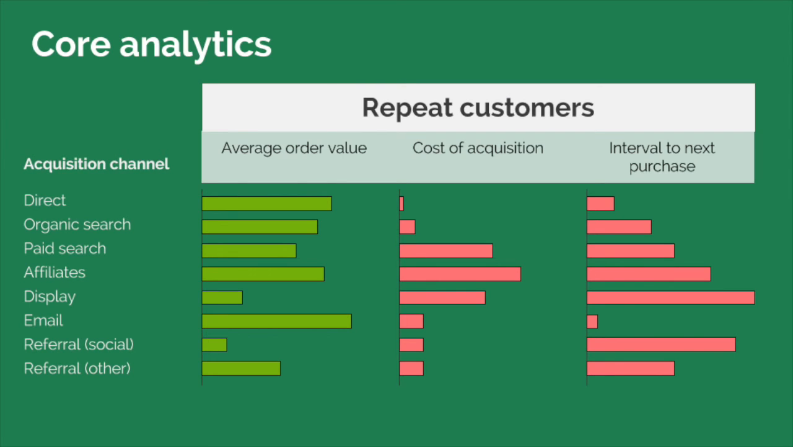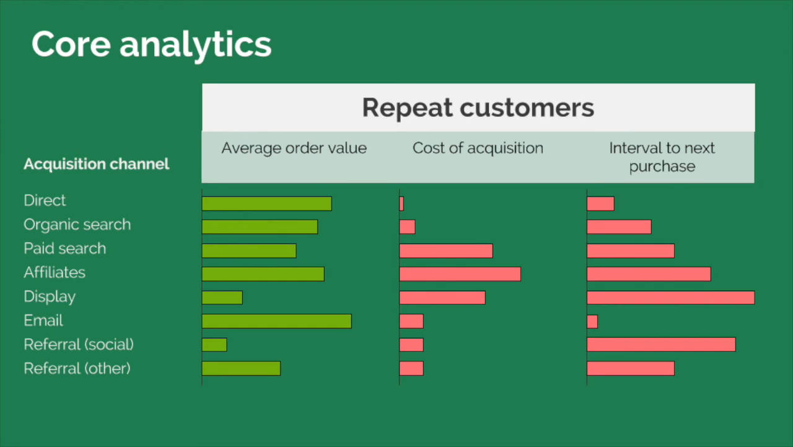You can also start slicing and dicing all of this. Here, for example, we can look down and see average order value is, perhaps not too surprisingly, mostly coming from email. However, the cost of acquisition is quite low. The interval to purchase might be good or bad, depending on how regularly your email is going out. Quite often, you will get affiliates with quite good average order value, pretty high cost of acquisition, and pretty low interval to next purchase. So this is all hypothetical.